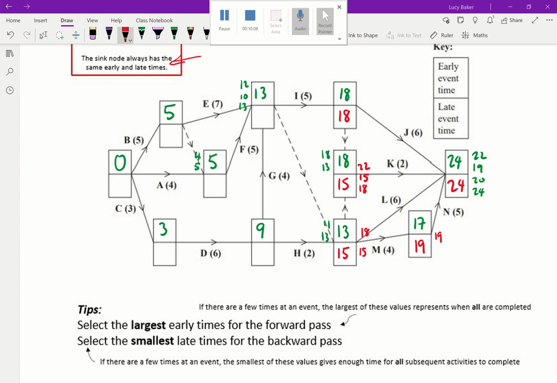Okay, actually I have to apologise because I've done something wrong. I did something a bit silly. When I was looking at this 15 and 18 over here, I was going back along an activity, but then I was going forwards along a dummy. That's not what we're doing. We're meant to be going backwards, so I shouldn't have been doing that.